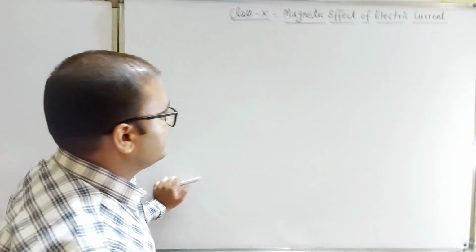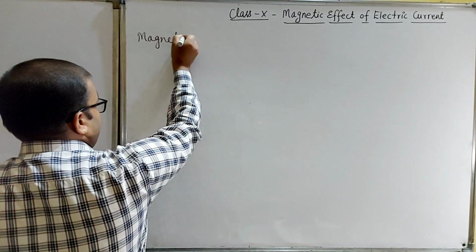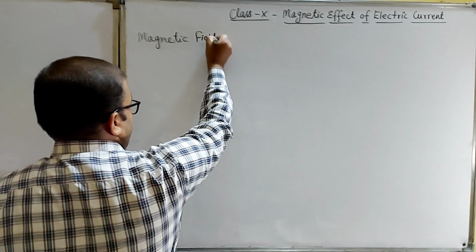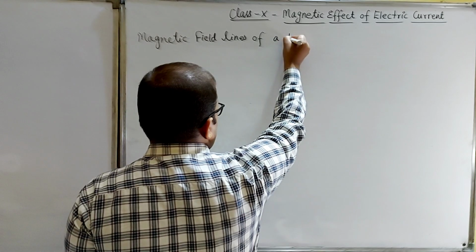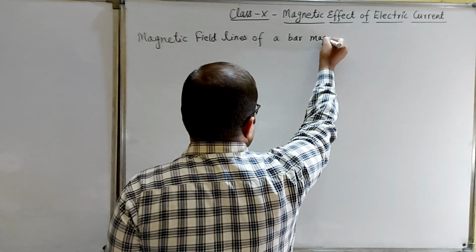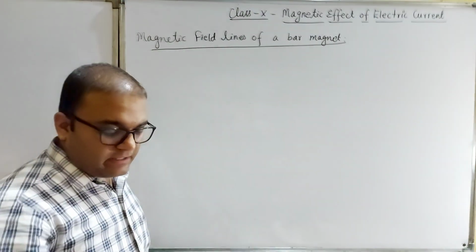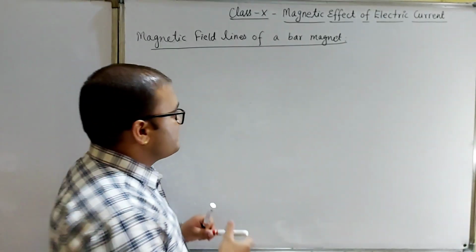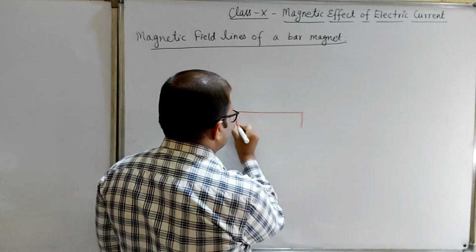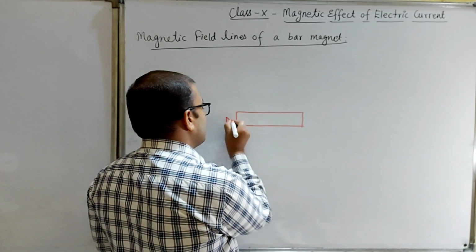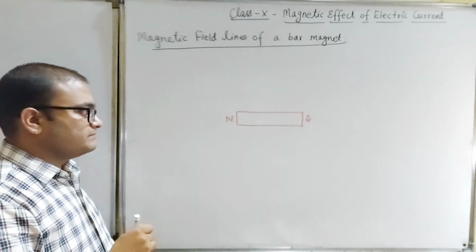Actually, what are the magnetic field lines of a bar magnet? Next topic is magnetic field lines of a bar magnet. Suppose this is a bar magnet, and this is the north pole of the bar magnet, and this is the south pole of the bar magnet.